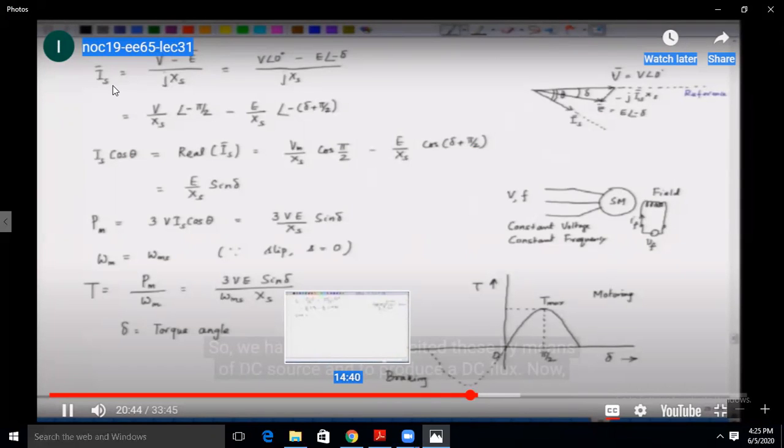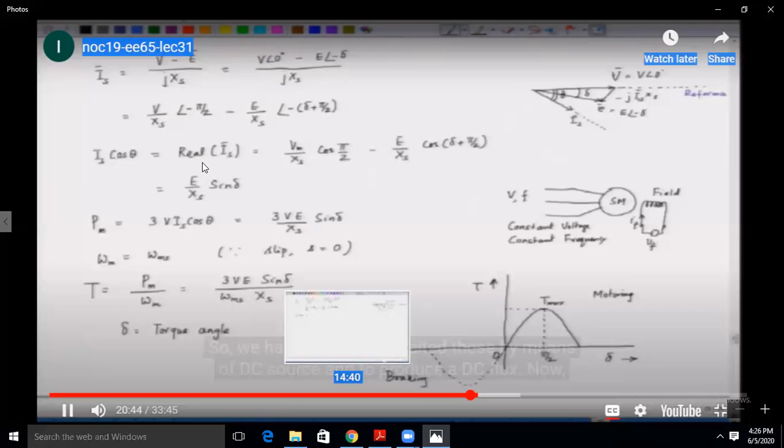From this, we can write the expression for Is as V minus E divided by jXs. V is the applied voltage, E is the induced voltage or the excitation, and Xs is the synchronous reactance. Taking the phasors, it is V at an angle zero, E at an angle minus delta, divided by jXs. So it is V divided by Xs at an angle minus pi by 2, minus E divided by Xs at an angle minus delta plus pi by 2. Now it has two components, two parts. One, I can write, is Is cos theta.